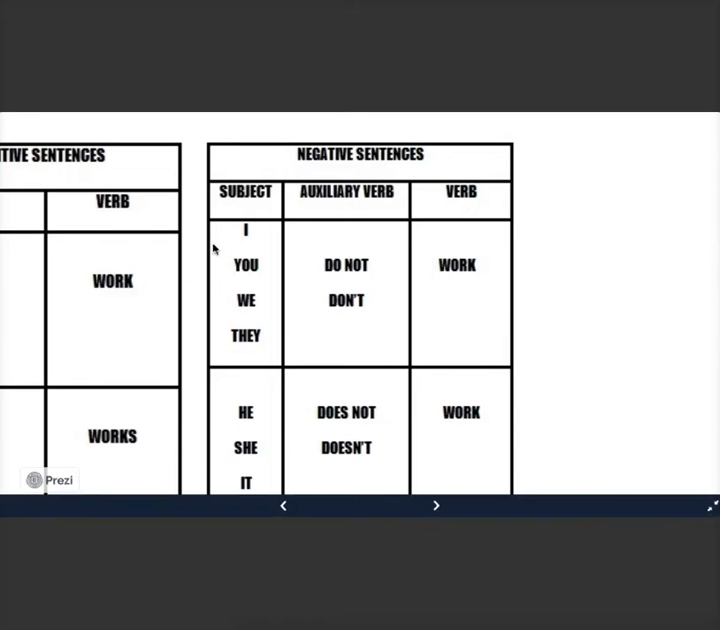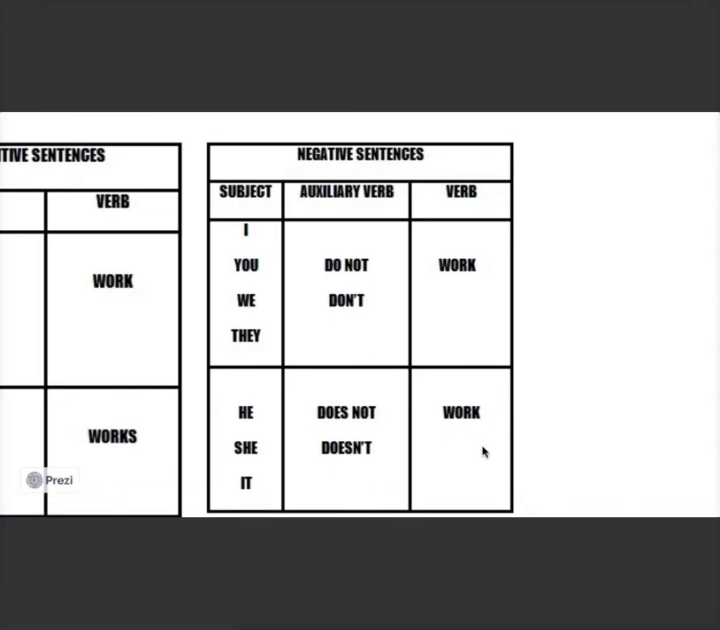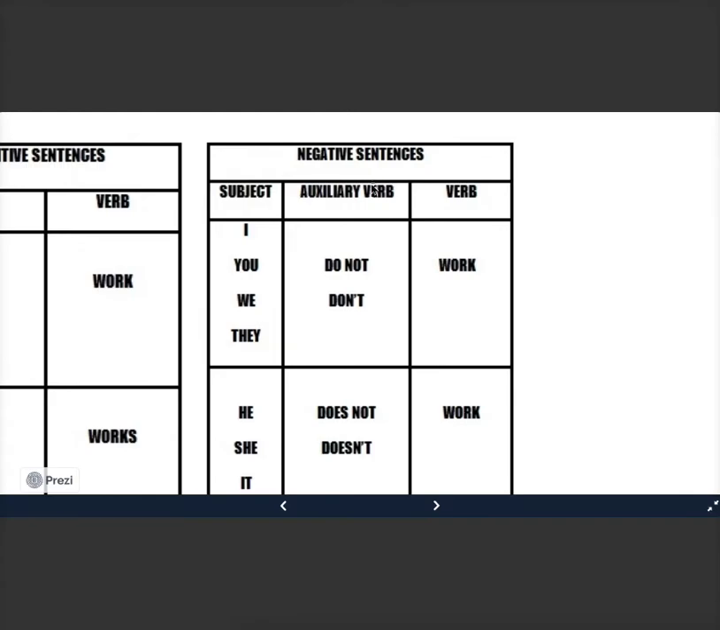Okay? So, if you use I do not work, I don't work, or if you say he does not work, he doesn't work, you have an auxiliar. That's the reason why the verb is in the normal way, in its base form. So, for negative, you have to use don't and doesn't. Auxiliares, do y does. Recuerden, does for he, she, it.